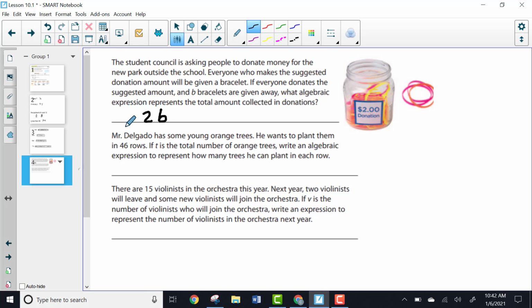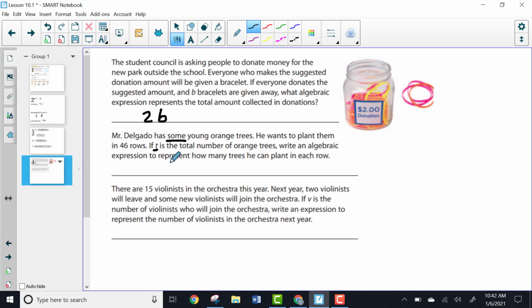Let's take a look at the next problem. It says Mr. Delgado has some young orange trees. He wants to plant them in 46 rows. If T is the number of orange trees, we don't know how many he has. It just says he has some. What does some mean? Some could mean 5 to some people. If you're a farmer, some could mean 1,000. We have no idea. Because we don't have any idea, that means we're using the variable.